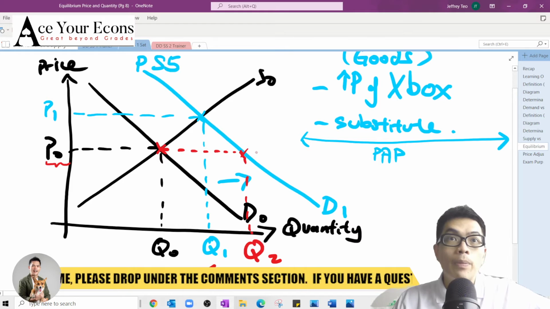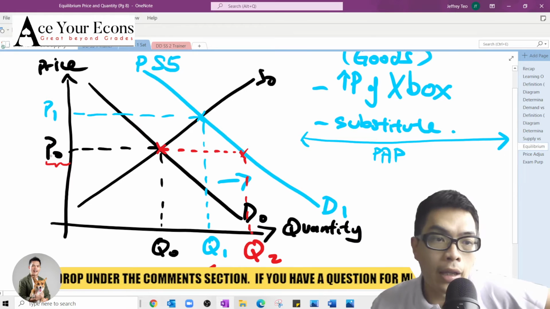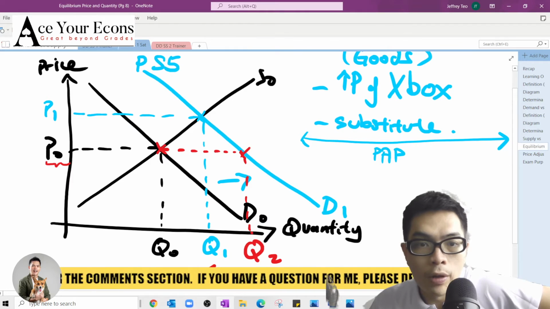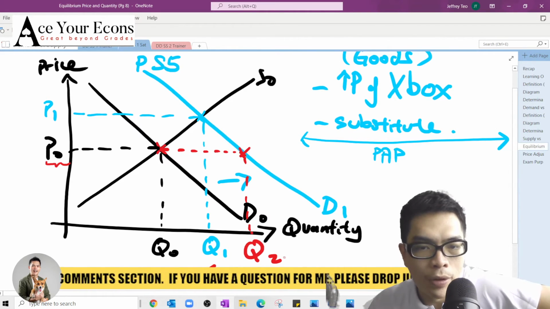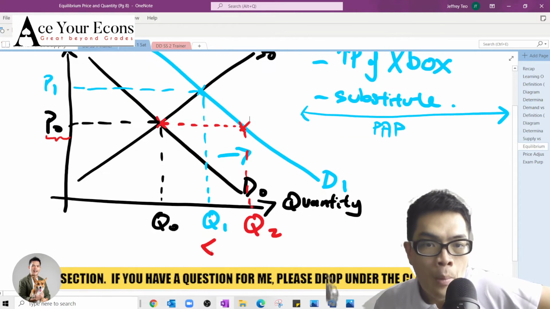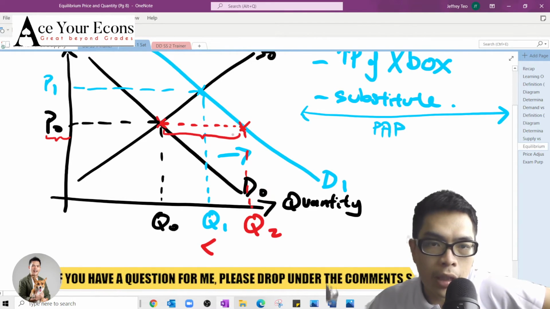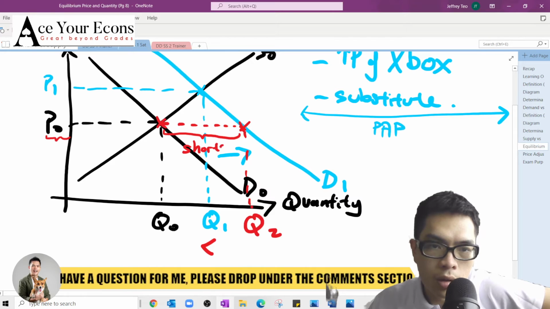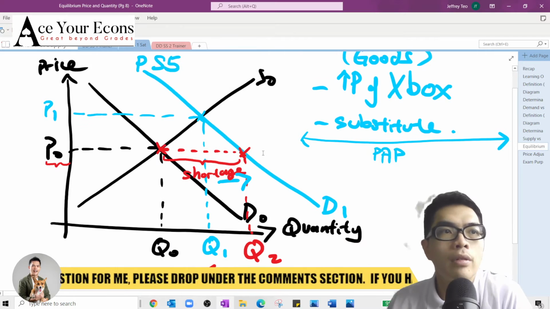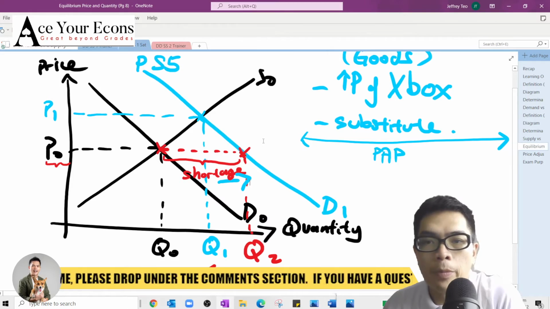Every point on your demand curve reflects the willingness and the ability to buy. So when there's an outward shift in your demand curve, at P0 your quantity demanded is Q2. Quantity supplied is Q0. When your quantity demanded exceeds your quantity supplied, this will result in a shortage of PS5. Yes? Shortage of PS5?